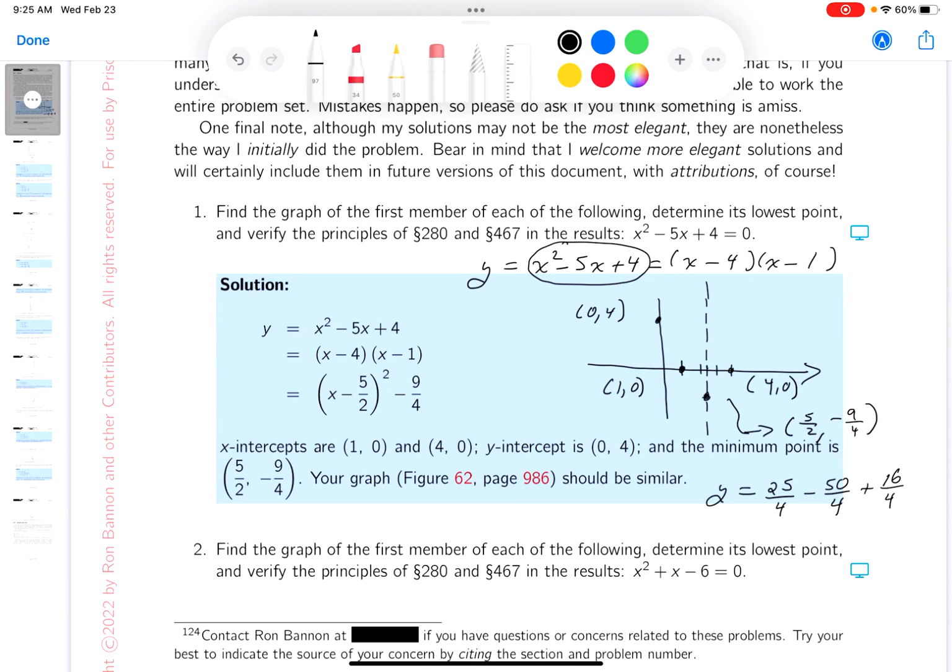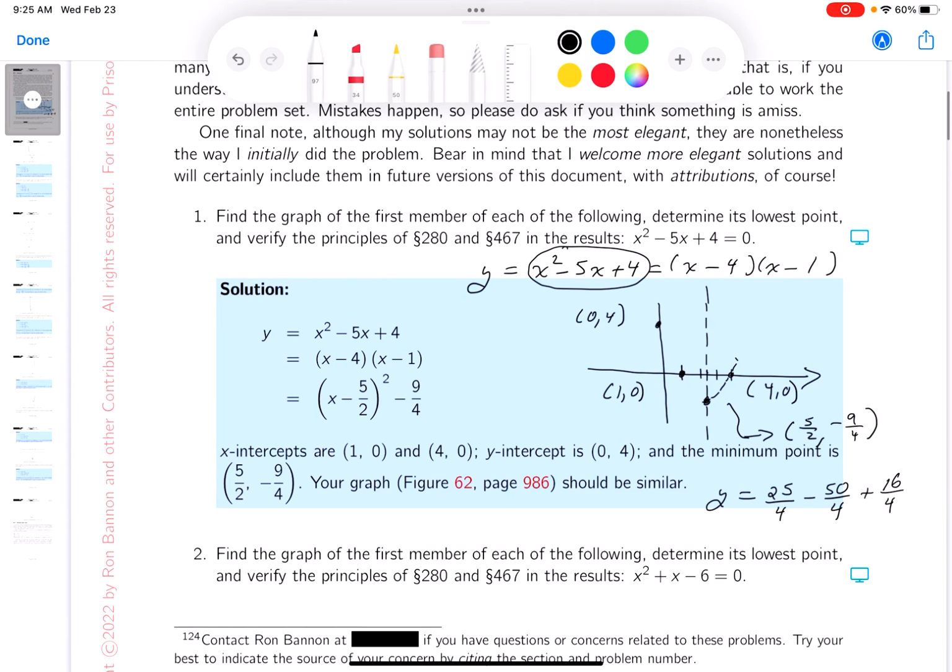What does a parabola look like? This over here. And again, I'm not great at drawing pictures here. All right, so we have a graph. It says that. We got a graph. Find the graph. We got that. The first member, we got that. The first member is x squared minus 5x plus 4, by the way. Determine the lowest point. This is the lowest point. That's the lowest point in the curve, all right?